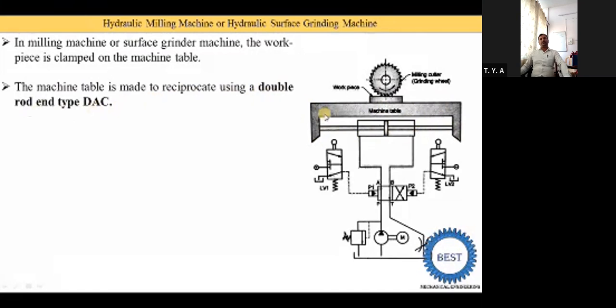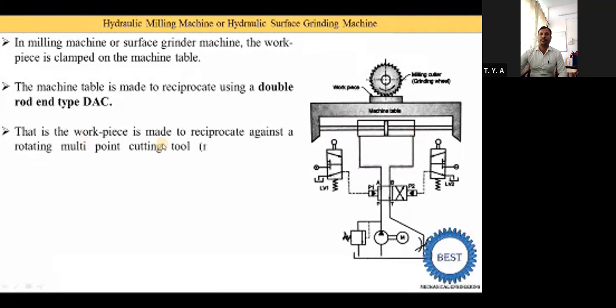Double acting cylinder means that on both sides of the piston, oil is supplied or removed. Here you see that on both sides of the piston, a port is provided. From the port, oil is supplied or removed from the cylinder. In the same way on this side, oil is also supplied and removed. This is called a double acting cylinder, and the piston has two rods, that's why it is called the double rod end type.